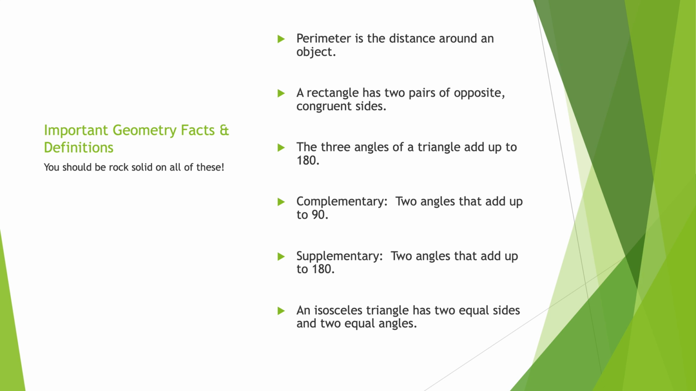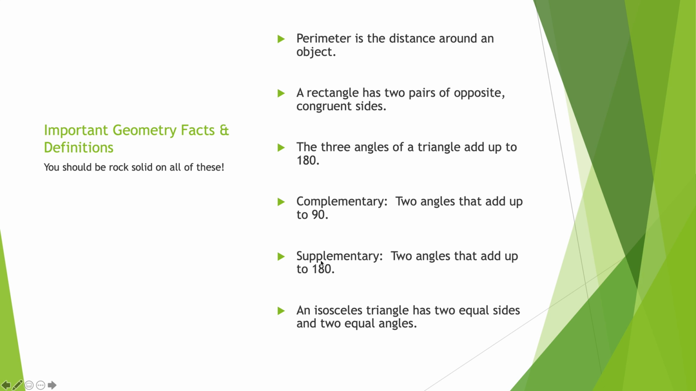The three angles of a triangle add up to 180 degrees. Complementary are two angles that add up to 90. Supplementary are two angles that add up to 180. Sometimes students have a little bit of difficulty remembering which term is associated with which number. Complementary, C comes before S in the alphabet. 90 comes before 180 on the number line. So complementary adds up to 90, and supplementary adds up to 180.